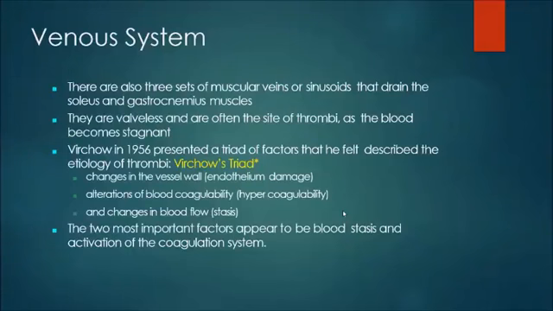With the venous system, there are three sets of muscular veins that drain into the soleus and the gastrocnemius muscles. They're valveless and often the site of thrombi as the blood becomes stagnant.